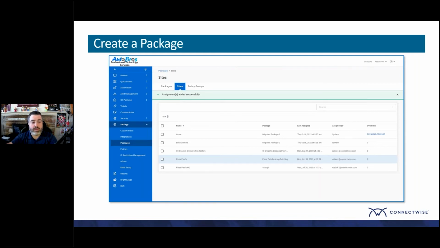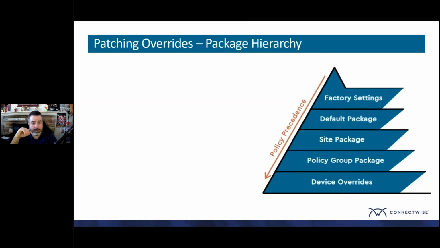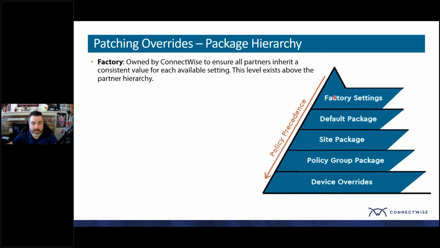So as I mentioned, we were going to be looking at patching overrides. And patching overrides actually kind of depends on the packages. So the packages are kind of listed out in a hierarchy in Connectwise RMM. The highest one here is, of course, our factory settings. Those are settings that are set up out of the box from Connectwise. This level exists above the partner hierarchy, meaning that you can't go in and change the factory settings that is set up in Connectwise RMM. You can override them though and make your own changes by doing a default package.